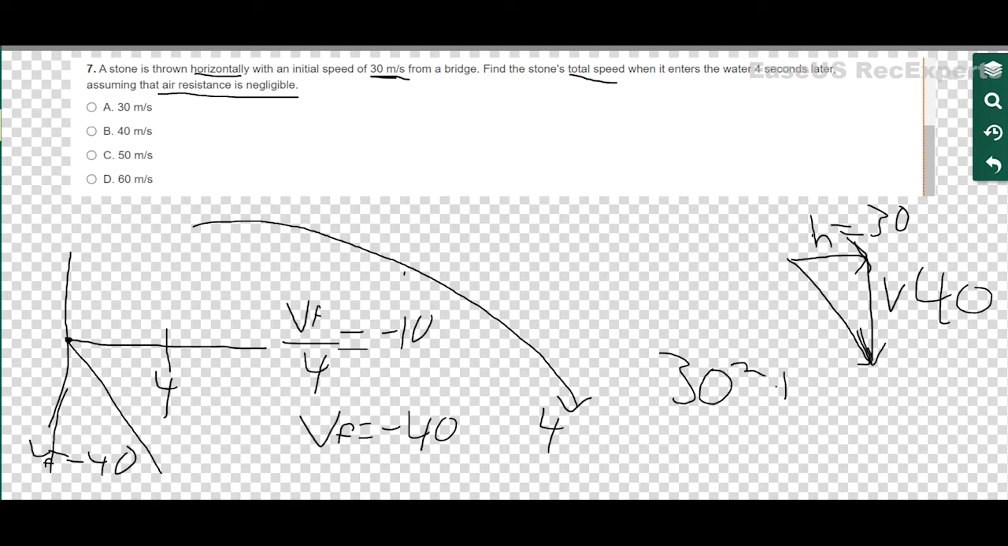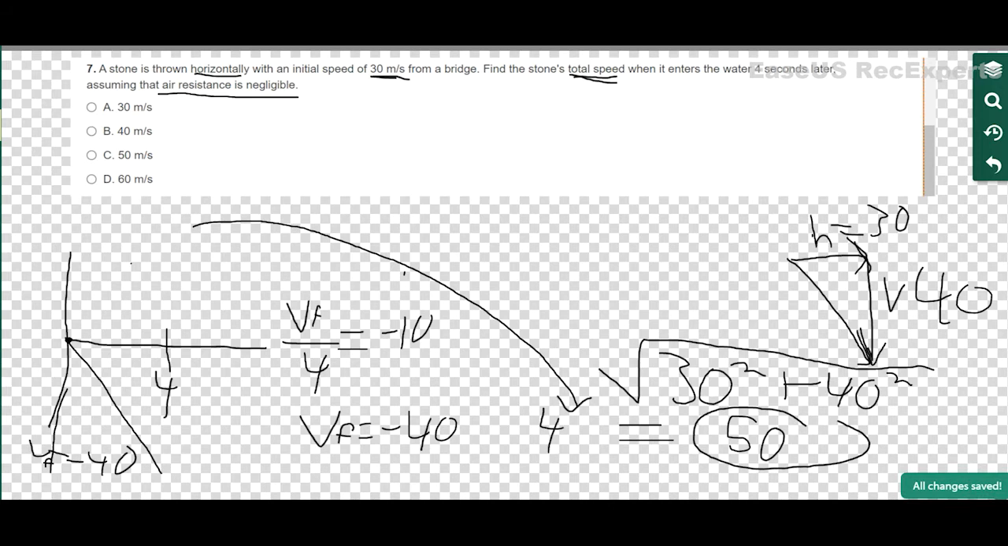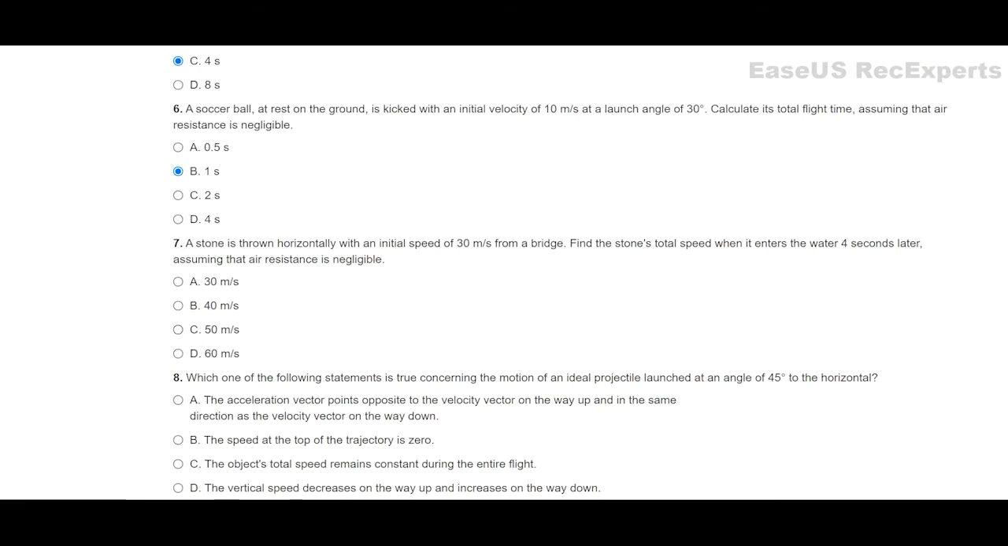So now we plug that in here and use the Pythagorean theorem. You get 30 squared plus 40 squared. The reason I'm using positive 40 squared is because they're asking for speed and not velocity. The square root of that should be equal to 50, and that should be your answer, C.